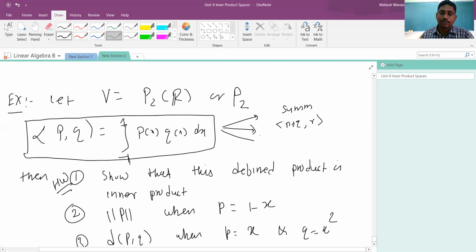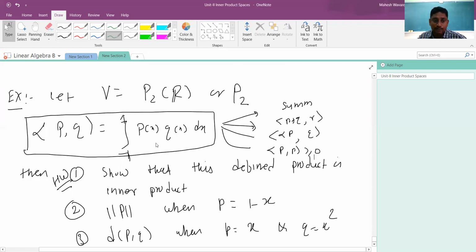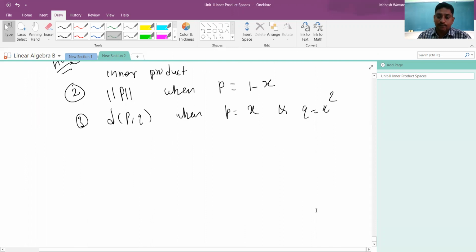What is the next? It should be homogeneity. So take a scalar, a real number here, alpha times P with Q. It should be alpha times the product of P, Q. And last is positivity. The inner product of P with P has to be greater than or equal to 0, and it is 0 if and only if P is 0. These four conditions you need to verify for this formula. Once you have verified it, then you can say that this is an inner product on P2. This is another product; the earlier product is different, and this product is different. We can define different products on a given polynomial space.